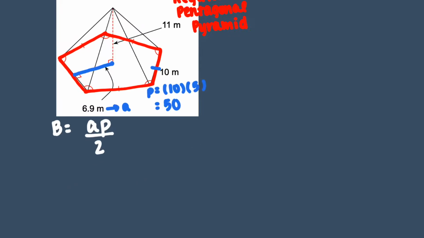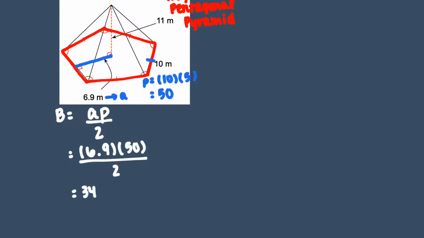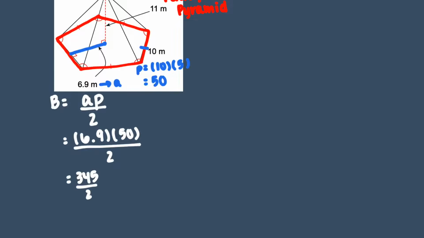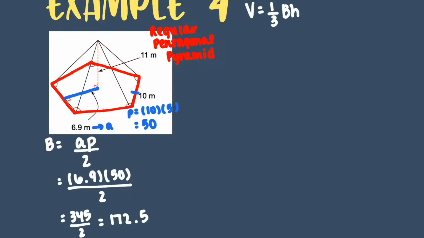So I can now come over to my formula. I take the apothem, which was 6.9, times my perimeter, which was 50, and I'm going to divide that by 2. 6.9 times 50 gives me 345 on the top, divided by 2. Once you do that, you find that the area of your base is 172.5. Again, your last part is to find the height of the pyramid. It's already labeled. It goes from the top perpendicular to the base, and so you know that it is 11.